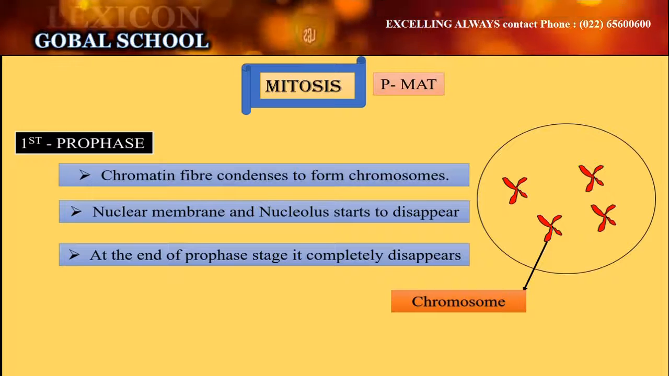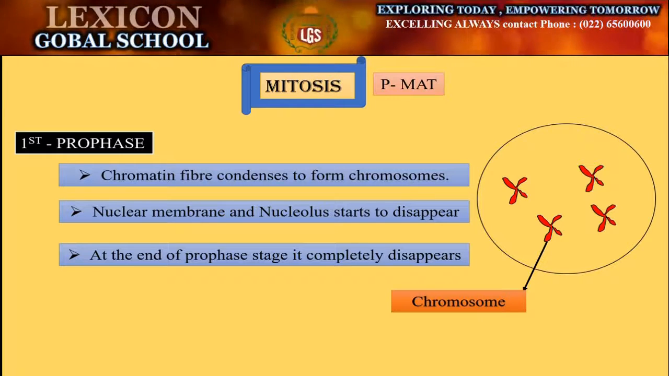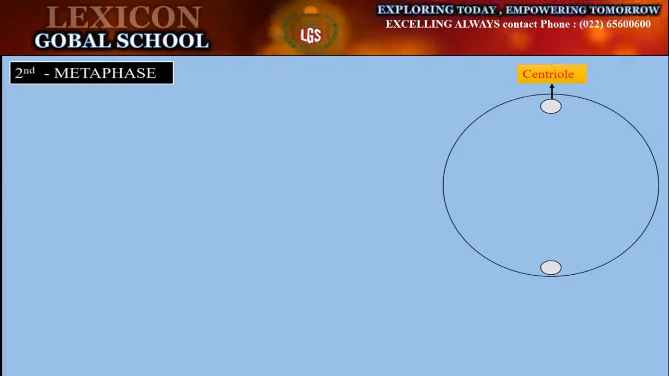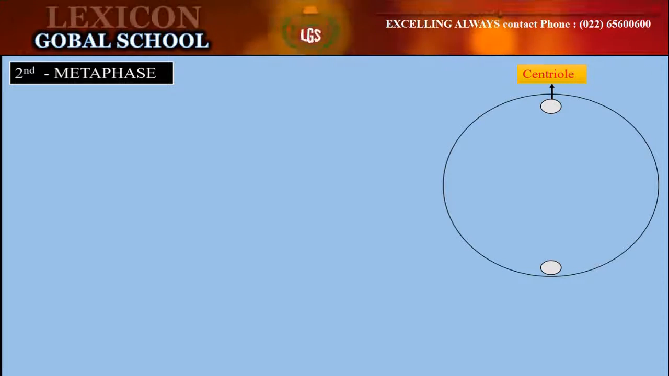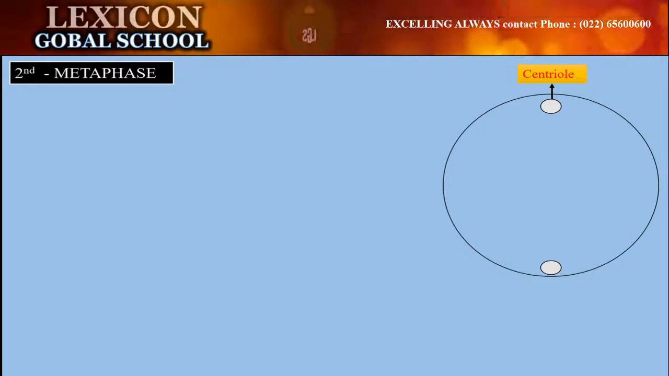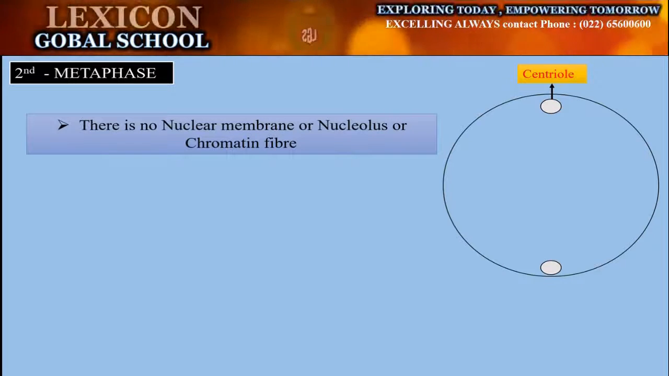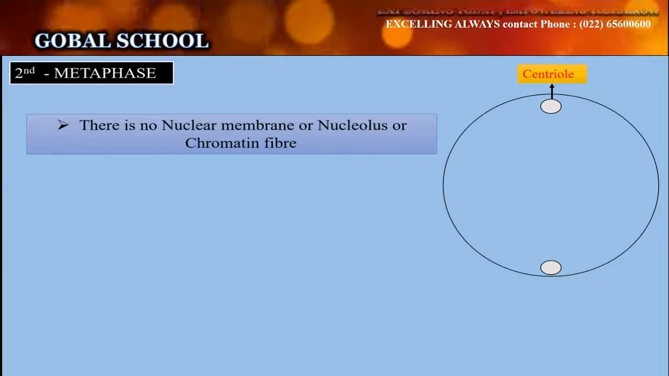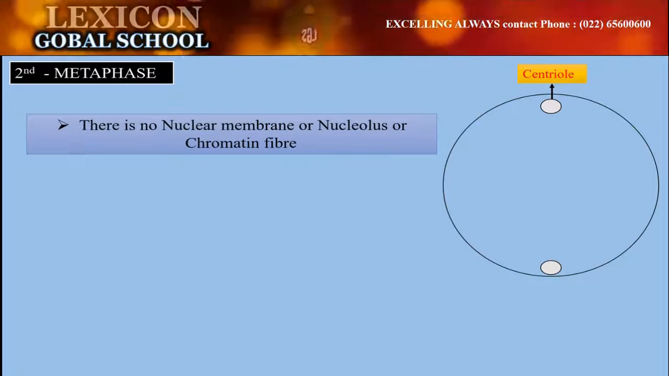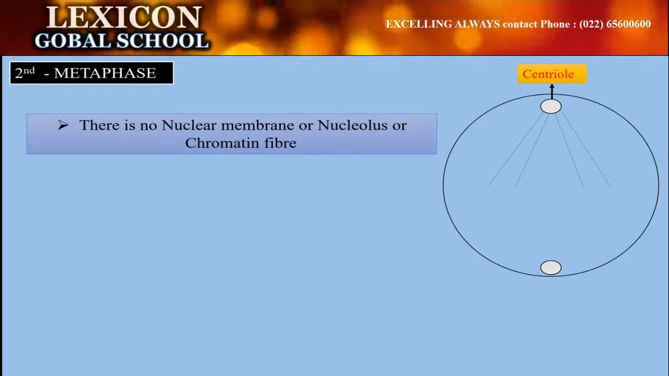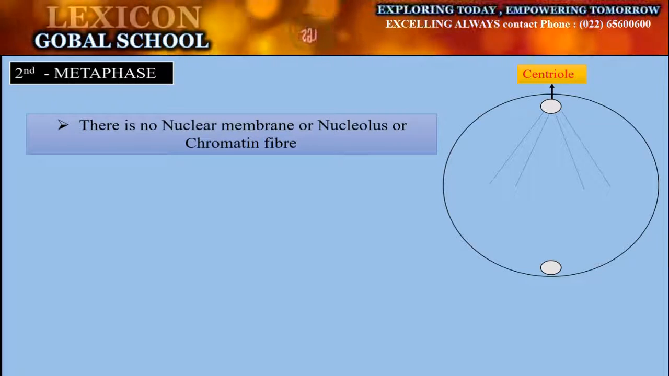Let's talk about metaphase. Now the nucleolus and nuclear membrane have completely disappeared. So what will happen in metaphase? In metaphase, we have our cell and our chromosomes. Also we have the centriole. This centriole will go to the opposite poles and start preparing spindle-shaped fibers. There is no nuclear membrane, no nucleolus, and no chromatin fiber present. We have a centriole, and it will start preparing spindle fibers in this manner.